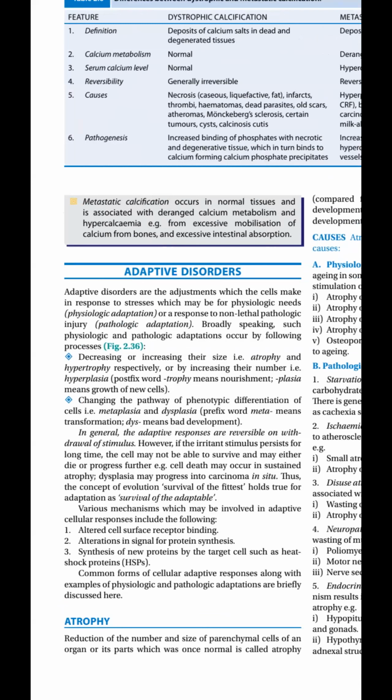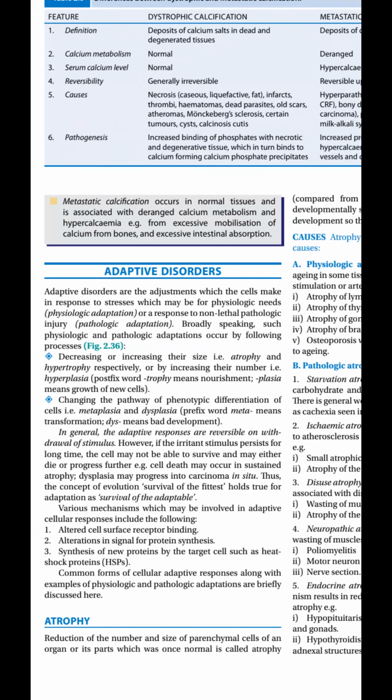Reduction of the number and the size of the parenchymal cells of an organ or its part which was once normal is called atrophy. So it's nothing but a basic definition: a reduction in the number and the size of parenchymal cells in an organ or any part of your body is known as atrophy. The causes are mainly physiological or pathological. They have given some examples that we'll see first. We'll go for the physiological.